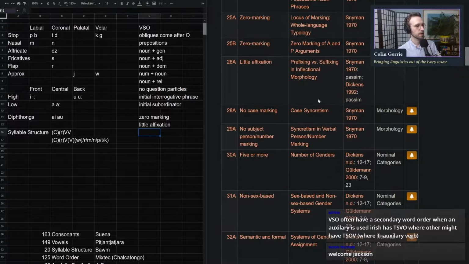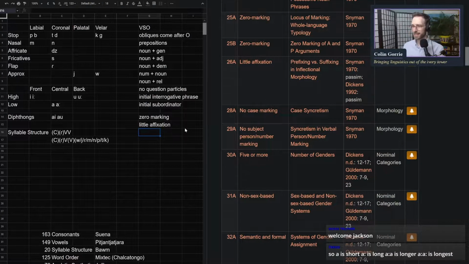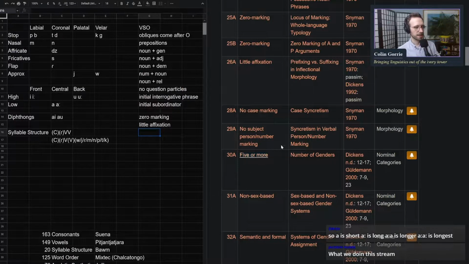Let's see. Case syncretism. Well, since we have zero marking, we can't have case at all, because case is an instance of dependent marking. And so if we have zero marking, we're not going to have case marking. So this feature is irrelevant. Similarly, verbal agreement marking. This is head marking. If we have no head marking either, then there's going to be no syncretism in verbal agreement. So this feature is irrelevant.